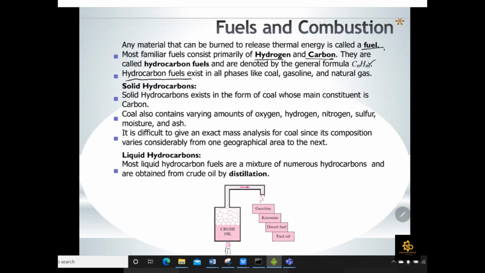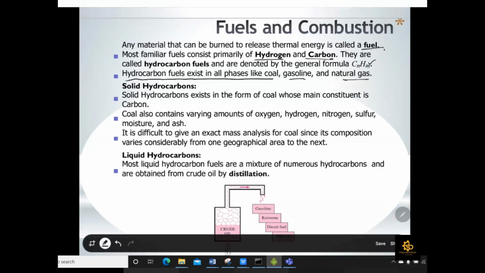Hydrocarbon fuel exists in all phases, like coal, gasoline, and natural gas. Coal is basically the natural type of hydrocarbon. Then there are different artificial types of hydrocarbon as well, where we have to mix different artificial things to produce some type of hydrocarbons. Now we have to categorize hydrocarbons into three categories. First is the solid hydrocarbons.